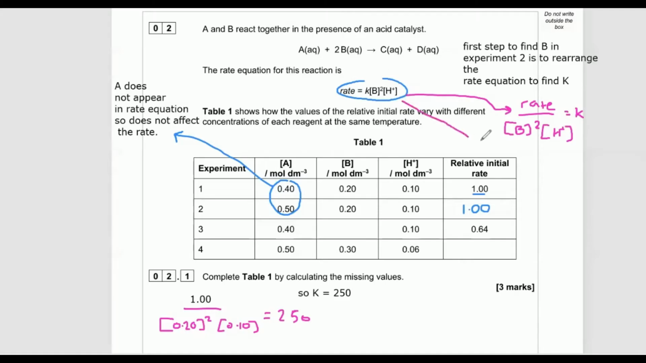Now, we've found K, but we still can't fill it out. We can now rearrange the equation a second time to make B the subject. And from that, we can use our 250 for K and our 0.64, 0.1, and 0.4, all the other data we have, to work out what B is.